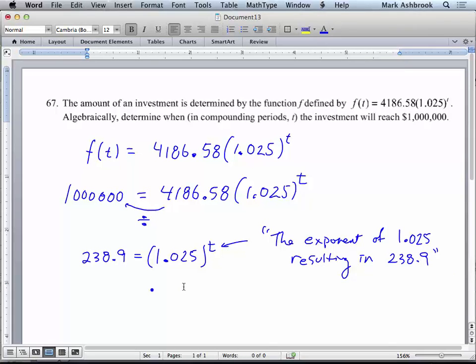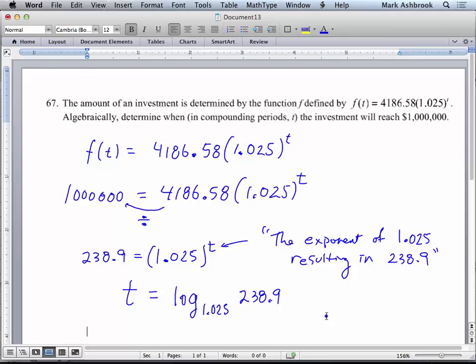What mathematical thing do we have to write that exponent? What do we got, Hamid? Log base 1.025 of 238.9. Logs are exponents. This is the exponent of 1.025 that would give you 238.9, which is exactly what we have, right?